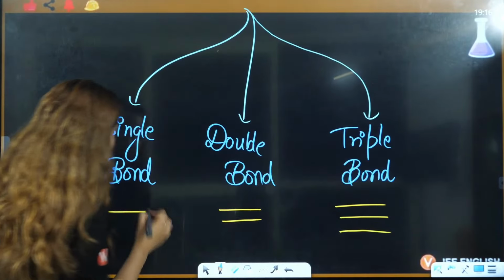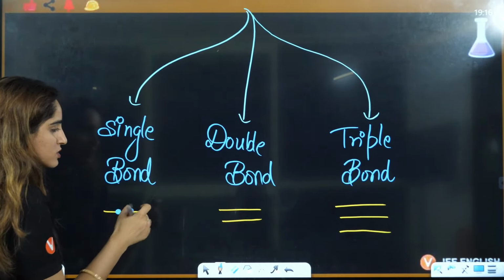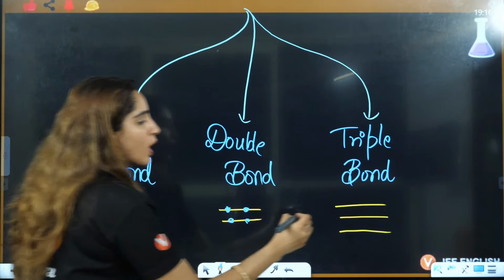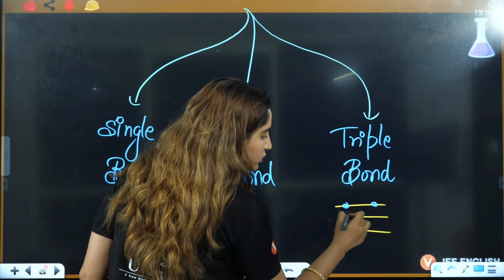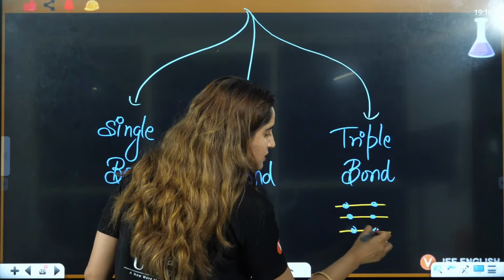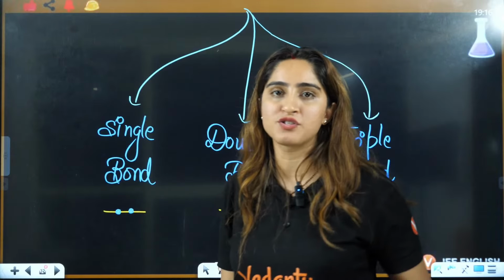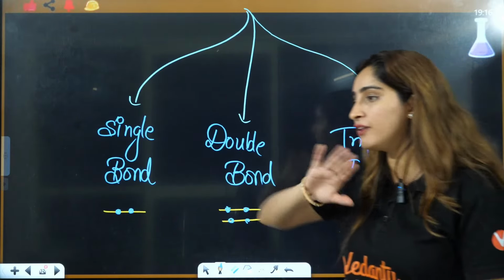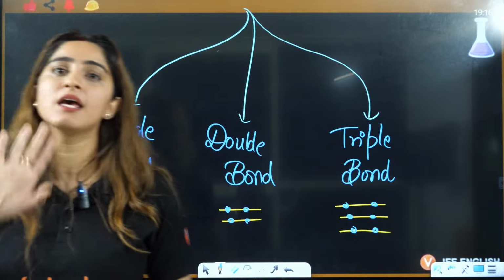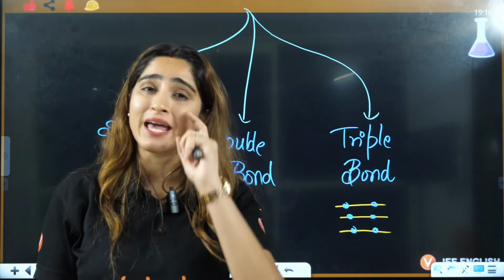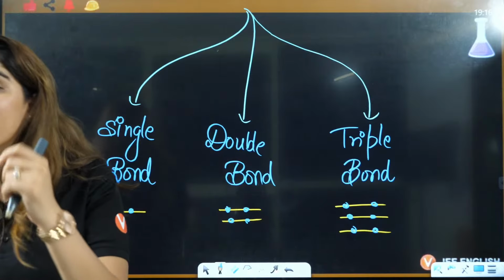Here, 2 atoms are sharing 2 electrons. Here, 2 atoms are sharing 4 electrons. Here, 2 atoms are sharing 6 electrons. Each single bond has 2 electrons in it, right? And that's how in full organic chemistry you will see single bonds, double bonds, and triple bonds a lot. And that plays a very important role in the mechanisms of organic chemistry.